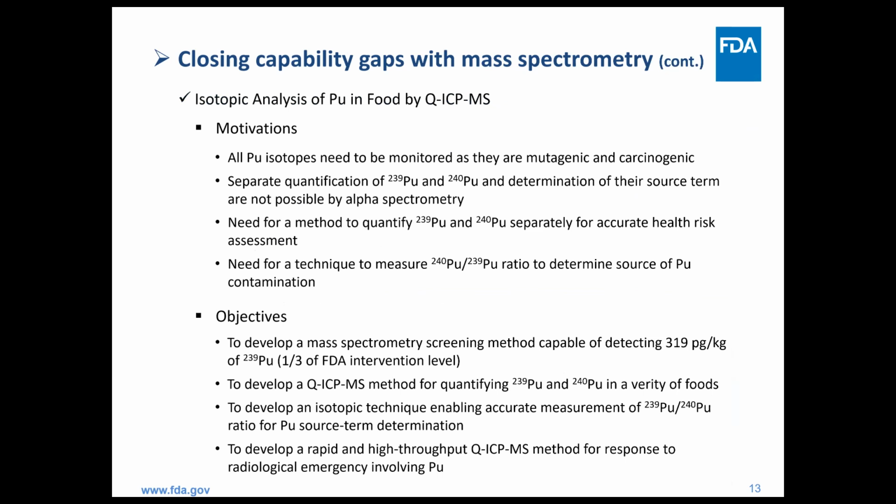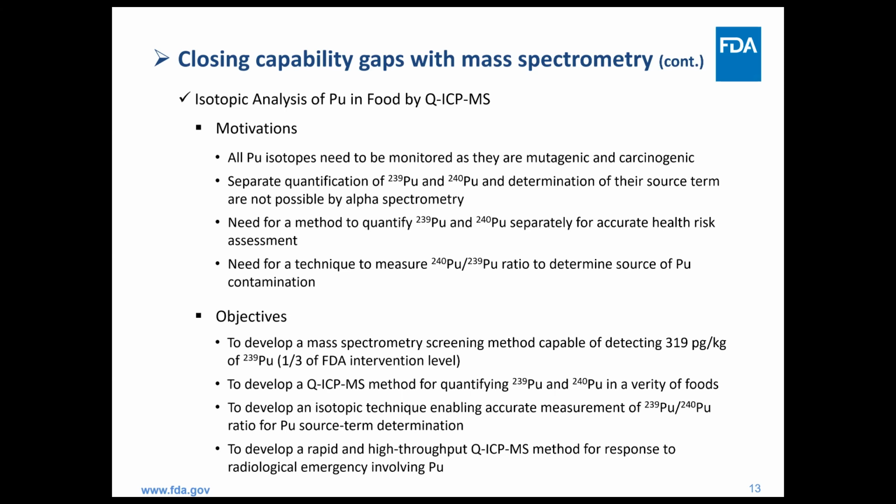It is well known that the separate quantification of plutonium-239 and 240 and the determination of the plutonium source term cannot be achieved using alpha spectrometry because the resolution is not there. So to close this capability gap, a mass spectrometry method needs to be developed. And the objectives for the method development are as follows.